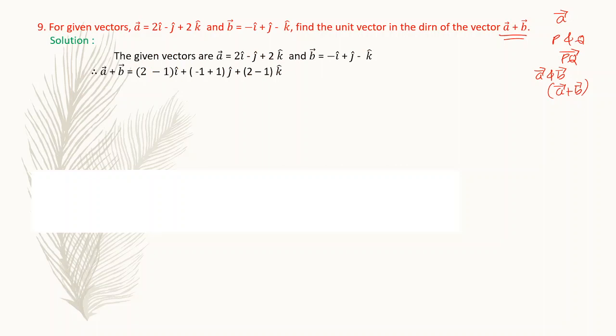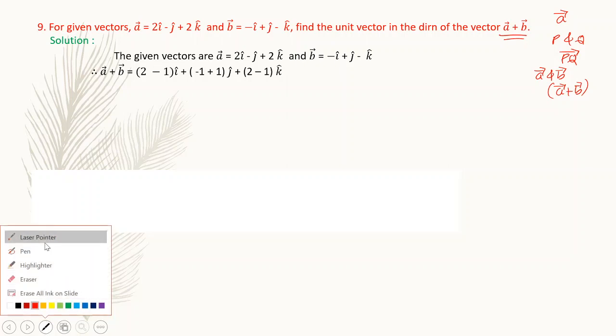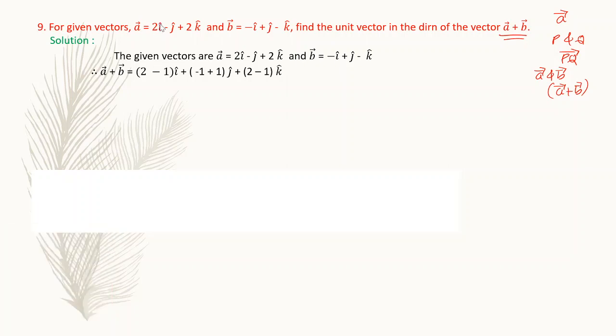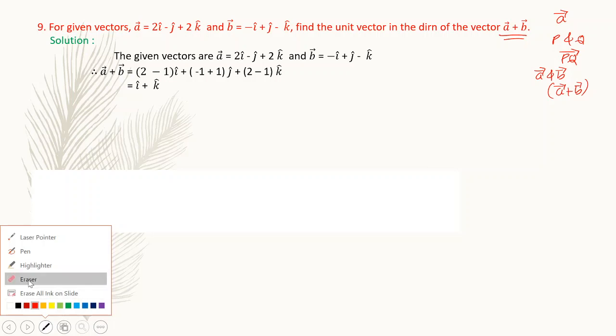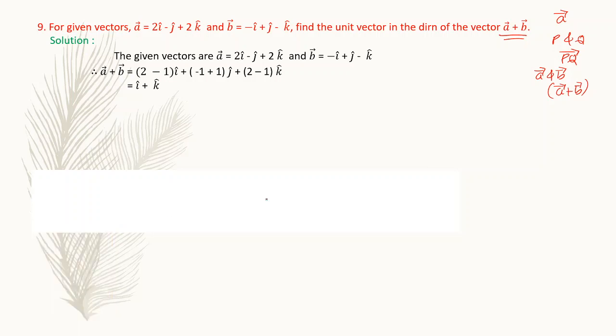The a plus b is equal to, just add the corresponding elements, correct? How to add the corresponding elements? Here, 2 and minus 1 are corresponding elements, here minus 1 and plus 1, 2 and minus 1. Just add these corresponding elements and we will get a plus b. So a plus b is i plus k, or a plus b is equal to i plus k.